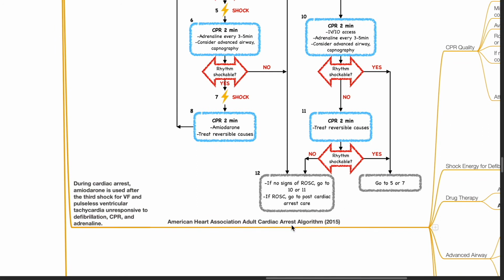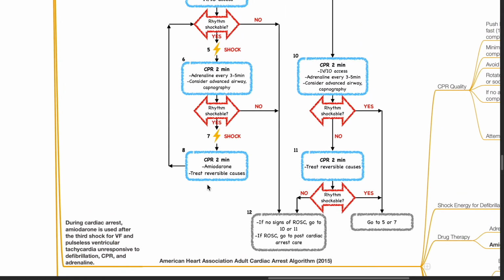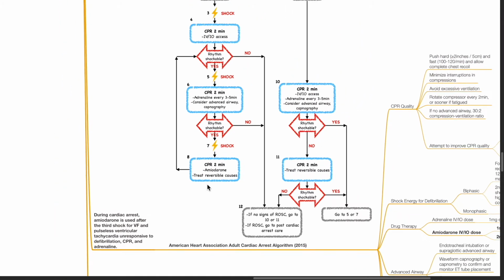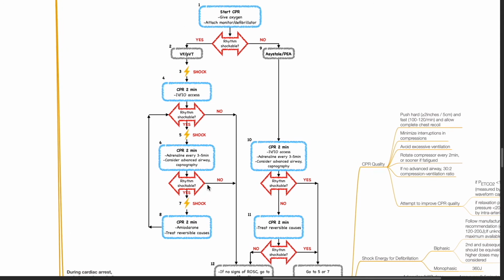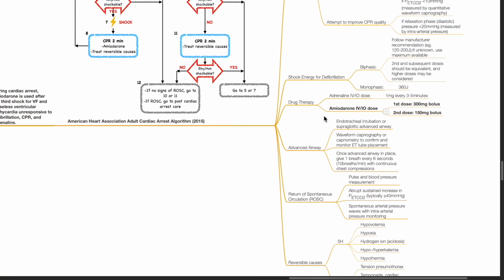During cardiac arrest, amiodarone is used after the third shock for VF and pulseless VT unresponsive to defibrillation, CPR, and adrenaline. The dose is via IV or IO route. The first dose is 300 mg bolus, the second dose is 150 mg bolus.